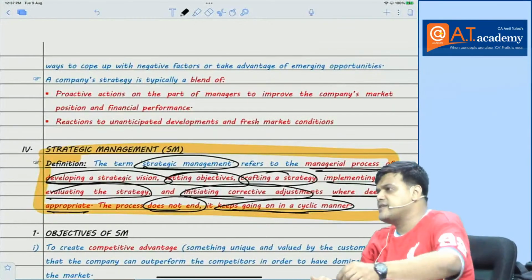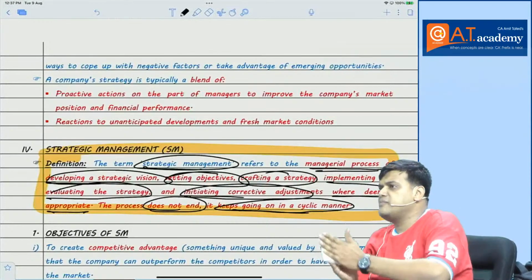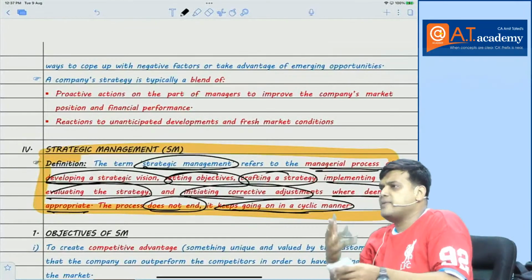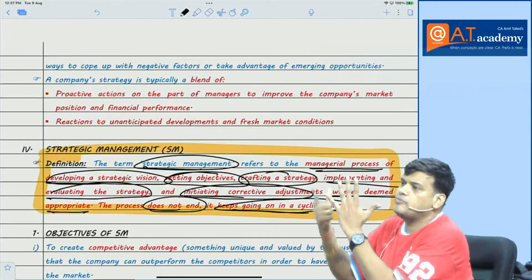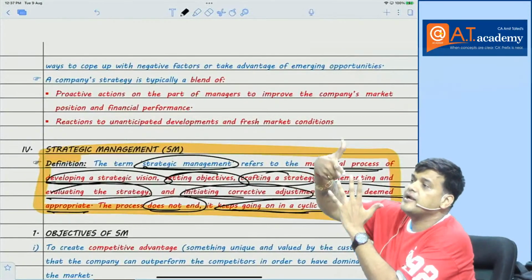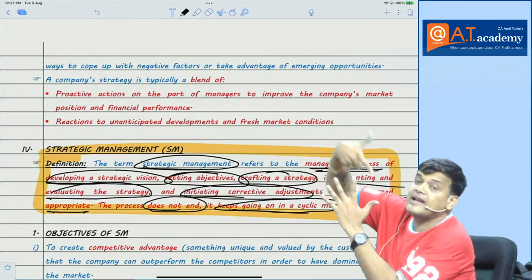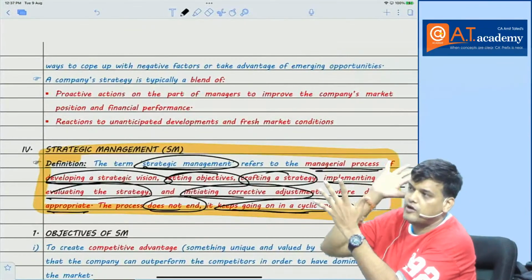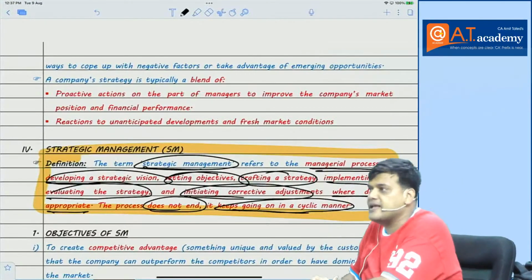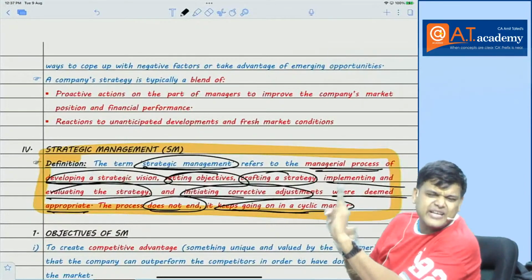Definition of strategic management. How many questions are there in the next part? Strategic management has 5 questions. Recall once, 5 questions. Now from here you will have to start memorizing answers. 5 questions: objectives, benefits, limitations, levels, and the last point NPO. In levels, only one question: roles of corporate level management. Clear? The first 3 questions are direct question, direct answer.